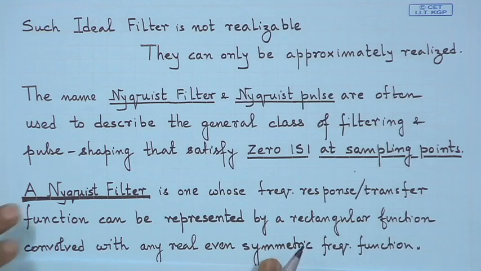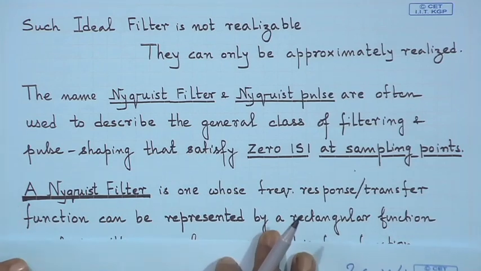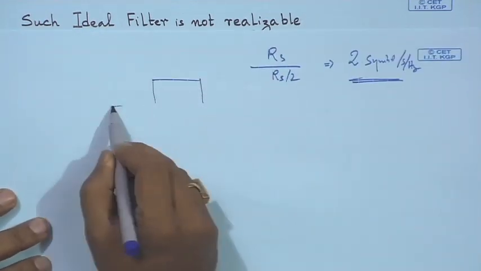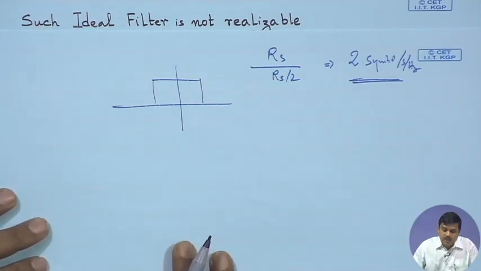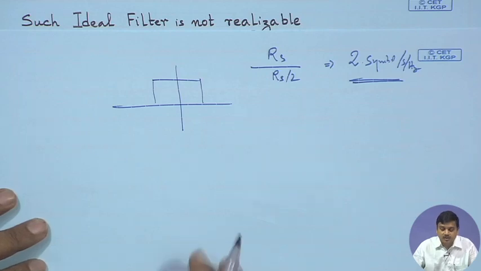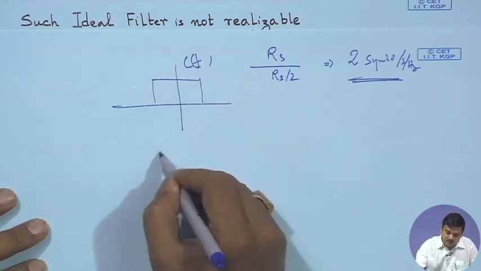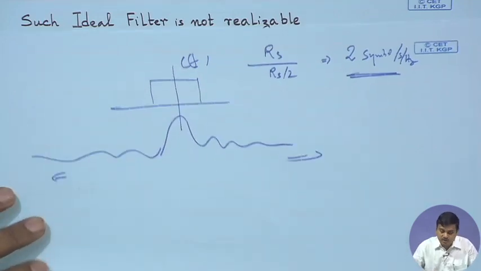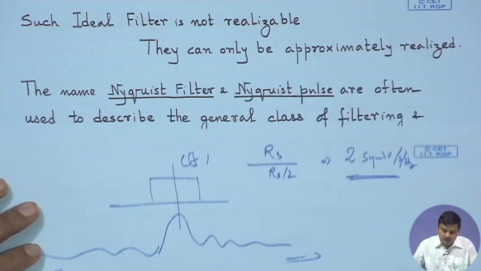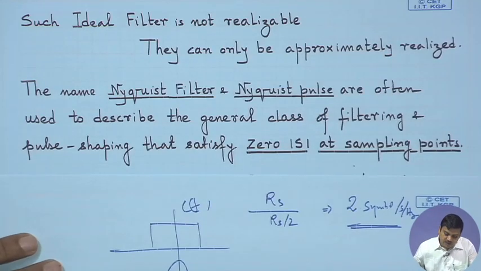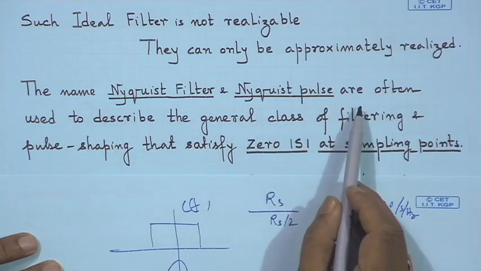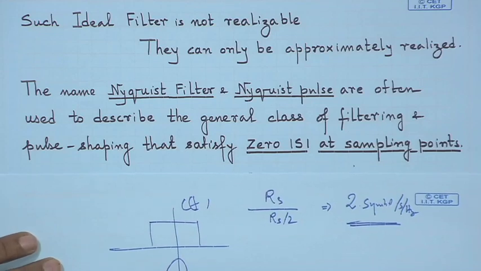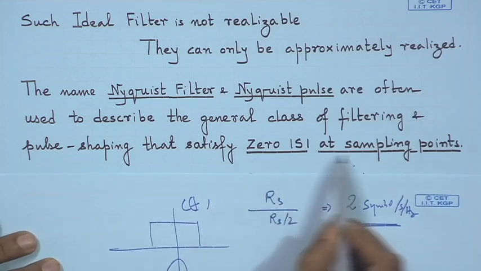Such an ideal filter, you can easily note, is not realizable because of the rectangular shape in the frequency domain, and it is not possible to realize for all reasons, because it is non-causal. If this is the frequency response, it causes an impulse response which is sinc, which extends to infinity. Hence it is non-causal, it is not realizable, but it can be realized only approximately. And we have the definition that the names Nyquist filter and Nyquist pulse are often used to describe the general class of filtering and pulse shaping that satisfy zero ISI at sampling points.